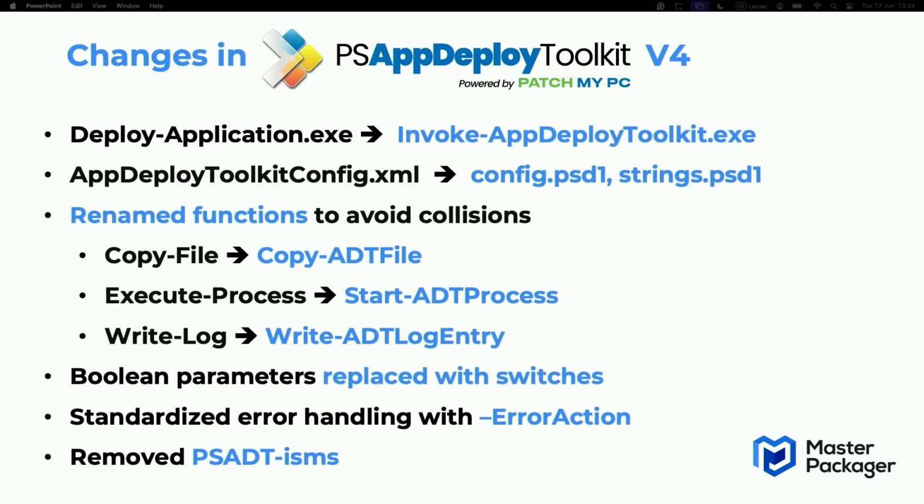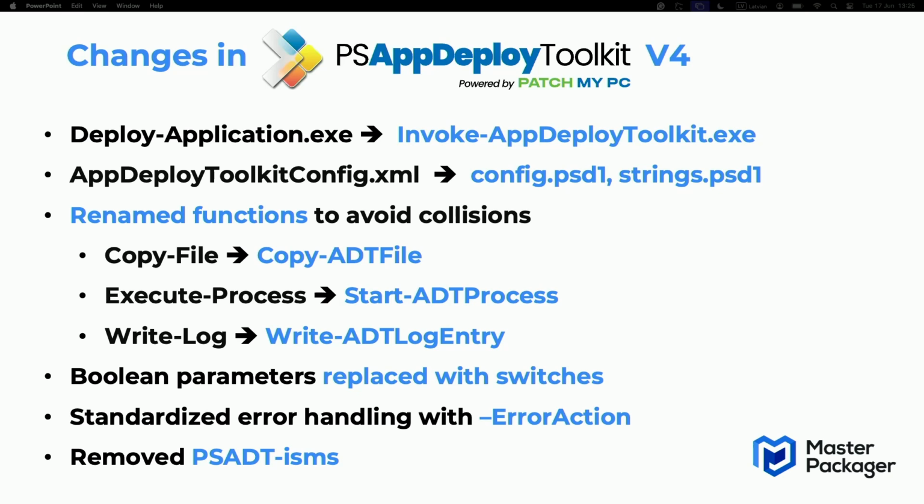So what changed exactly in the usage of PSADT? They renamed the main executable and script. It was called deployApplication.exe. Now it's called Invoke-AppDeployToolkit, PSAppDeployToolkit.exe. The reason is that deploy is not an approved PowerShell verb. Everything that they changed, they made it according to best practices using PowerShell, using all the approved verbs, etc.